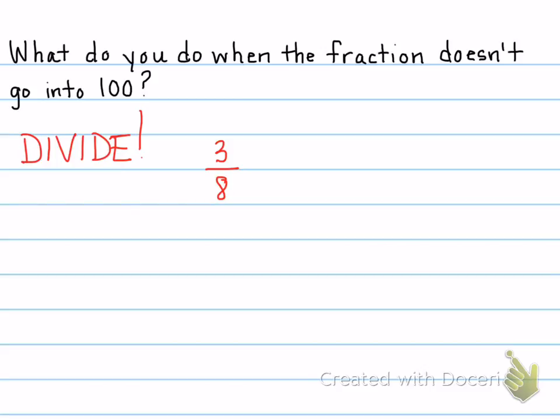So I use a little trick. I like to call it TIBO. T stands for top in, bottom out. So what I mean by that is the 3 goes inside the division symbol, and the bottom, the 8, goes outside the division symbol. Now what we've learned from division is that we know 8 doesn't go into 3. So what we have to do is add a decimal to the 3, and the decimal goes straight up in our answer, and then we can add a 0 after.